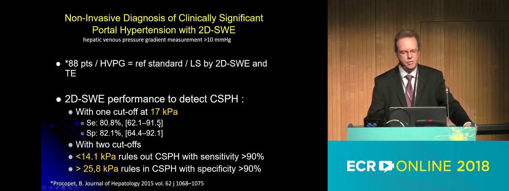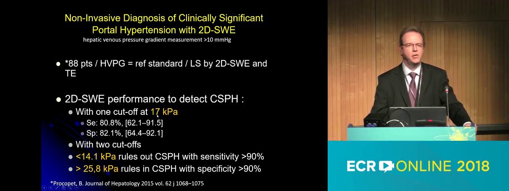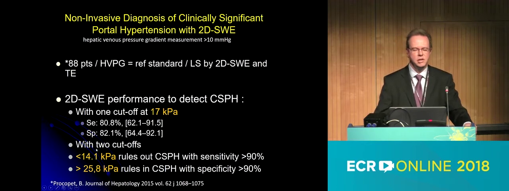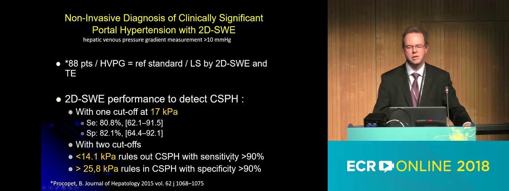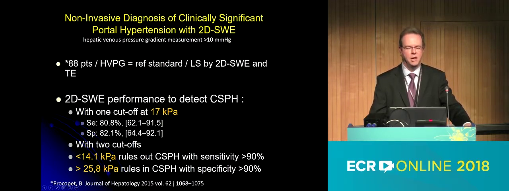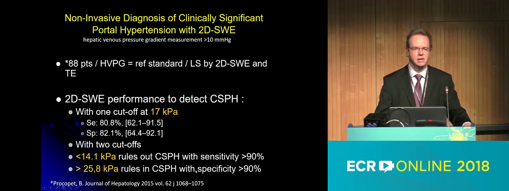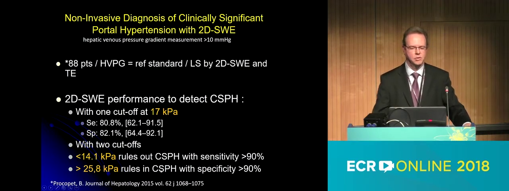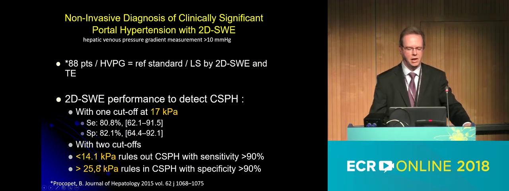And with a threshold of 17 kilopascal, we can detect portal hypertension with a sensitivity of 81% and a specificity of 82%. We can also have another strategy, which is to set up 2 different thresholds. One with a sensitivity greater than 90%, to rule out portal hypertension, and then the threshold is 14 kilopascal. And one with a specificity greater than 90% to rule in portal hypertension, and then the threshold is 25.8 kilopascal.